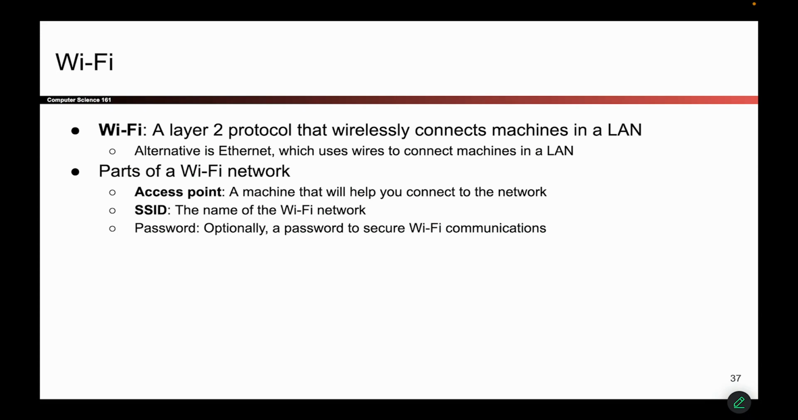Another thing that the Wi-Fi network has is a name. So the SSID is the name of the network. For example, at Berkeley, EduRoam is the SSID of one of our Wi-Fi networks. And optionally, you can have a password. This is the famous Wi-Fi password that we can use to secure wireless communications.